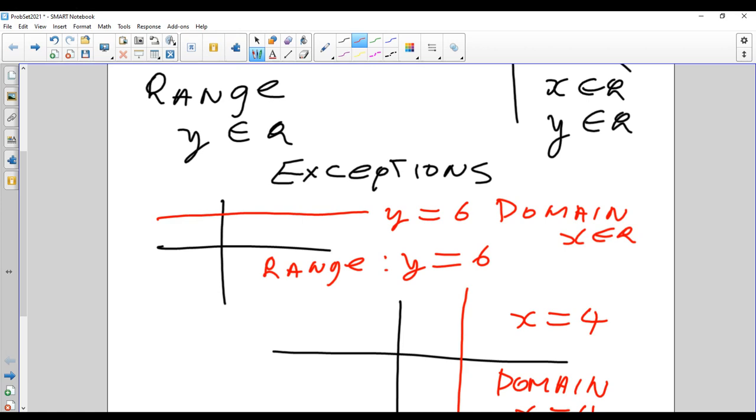Normally we'd put, even if we put Y is equal to 6, we'd say like, YER. Well, it's not really YER, it's just 6. That's it. That's the whole domain, or sorry, whole range in this case. So that's a great question. Thank you very much for that question.